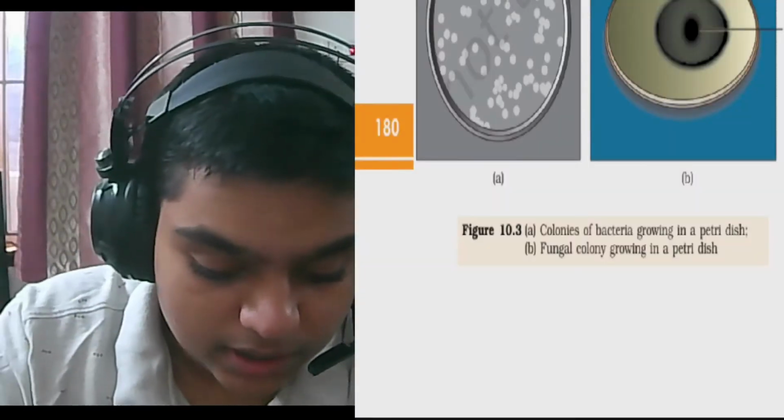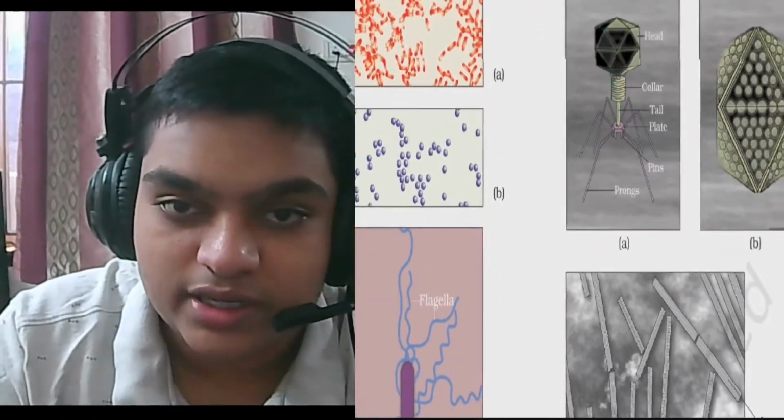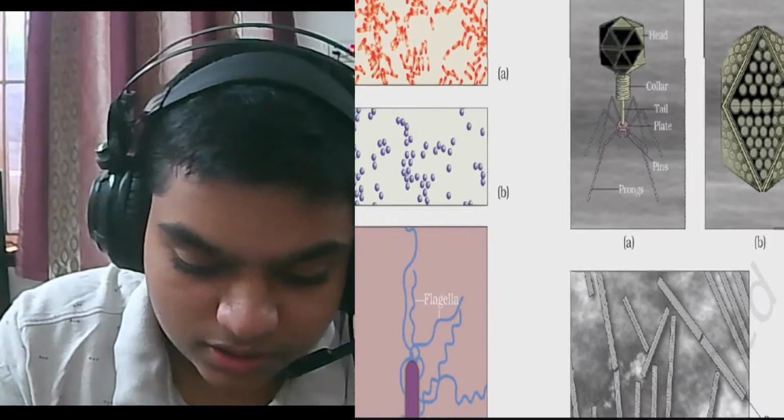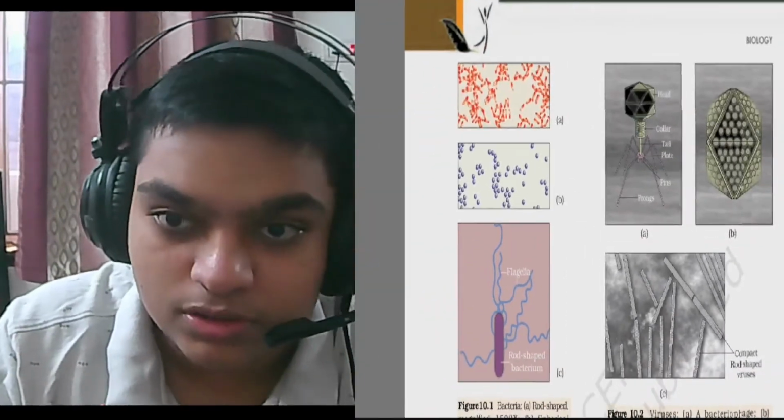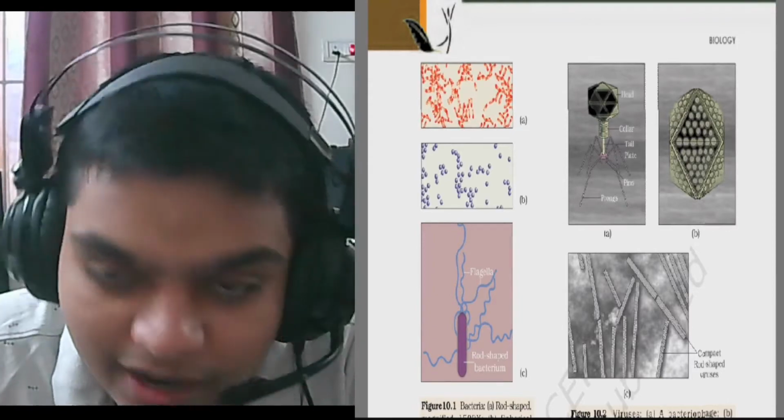Yeah, these diagrams are very important, guys. They can ask you in your examinations. If you are not able to see, let me zoom out a little. Yes, these diagrams are very important. We have to learn them.